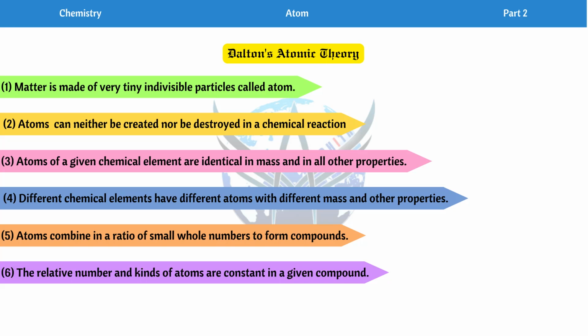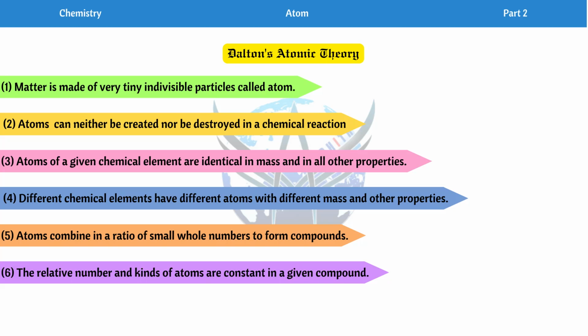Number 3, we have atoms of a given chemical element are identical in mass and in all other properties. All the atoms in an element will be similar, either in mass or in other chemical properties. And number 4 is similar to number 3. The 4th postulate is that different chemical elements have different atoms, and these different atoms will have different masses and different properties.